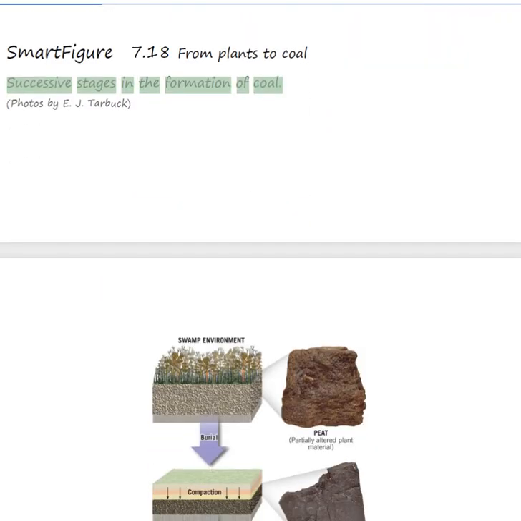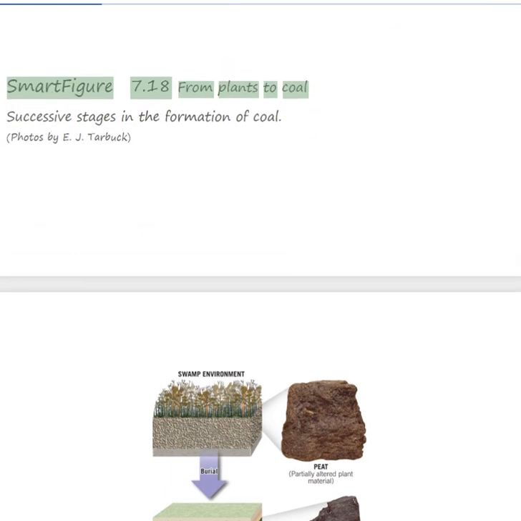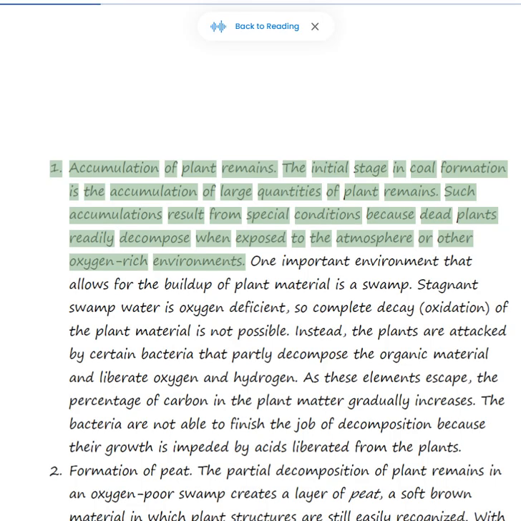Successive stages in the formation of coal. Smart Figure 7.18 From plants to coal. Smart Figure 7.18 Full alternative text description. Watch tutorial, coal. 1. Accumulation of plant remains. The initial stage in coal formation is the accumulation of large quantities of plant remains. Such accumulations result from special conditions because dead plants readily decompose when exposed to the atmosphere or other oxygen-rich environments.